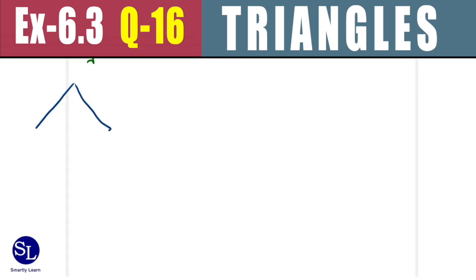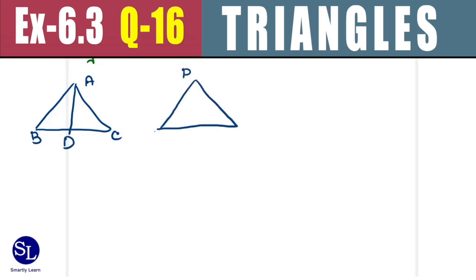So the first triangle is ABC. Let us mark that. You have a median, so I'm dropping this to D. Now, similarly, I have another triangle PQR. So this median I'm going to drop from P is going to be PM.